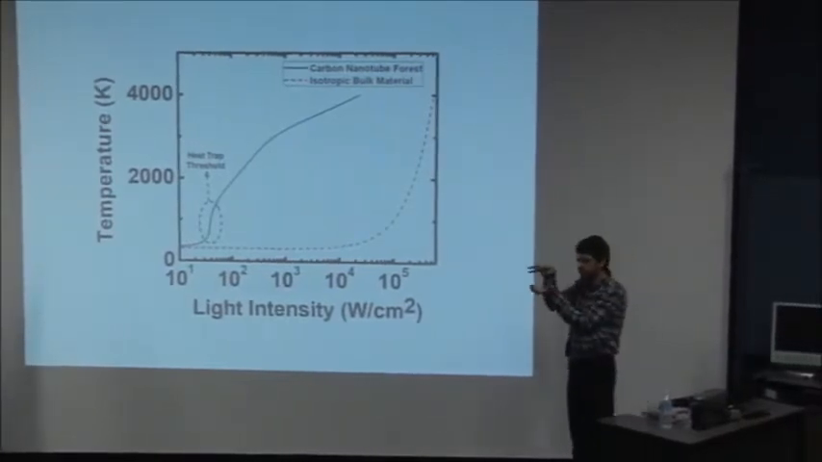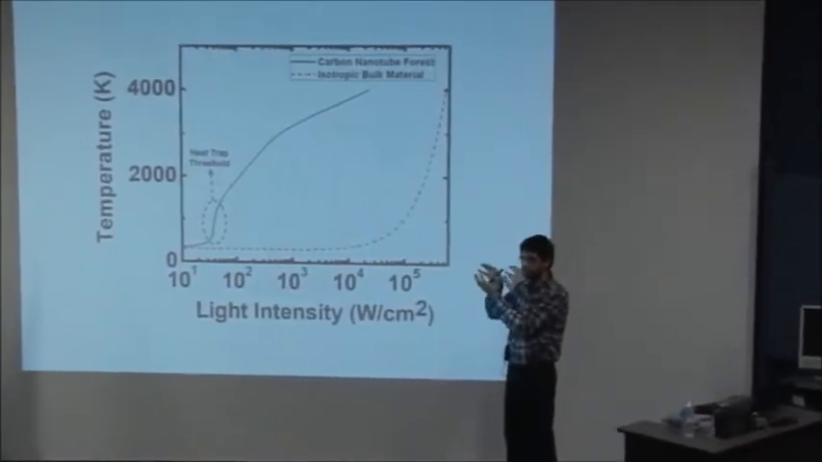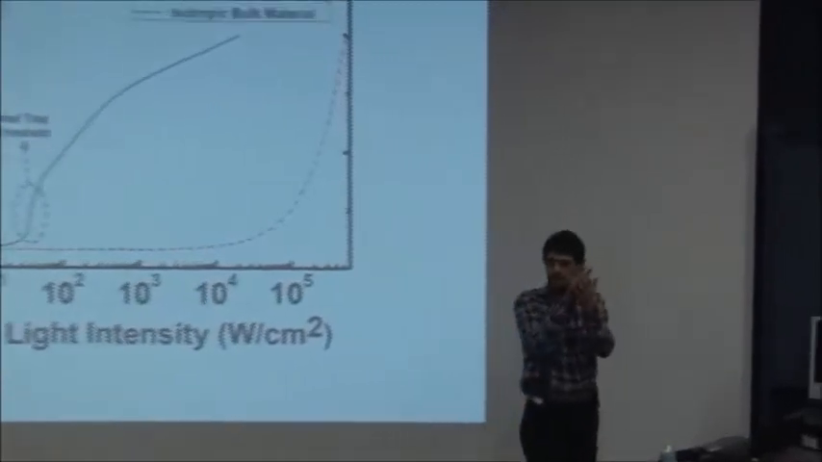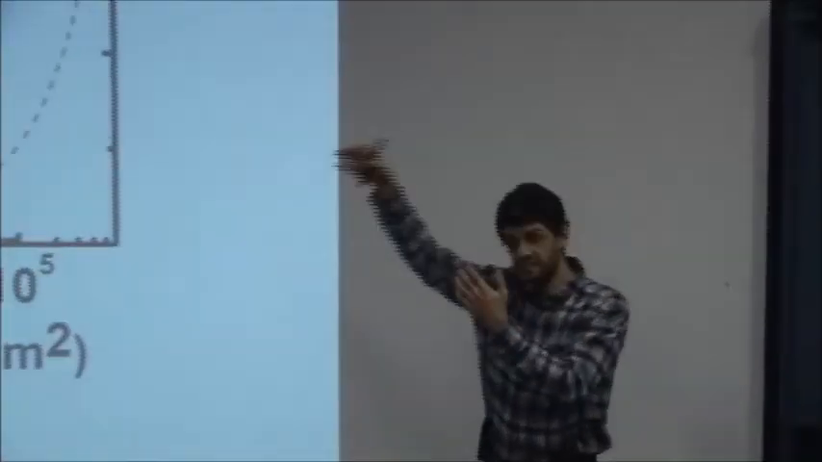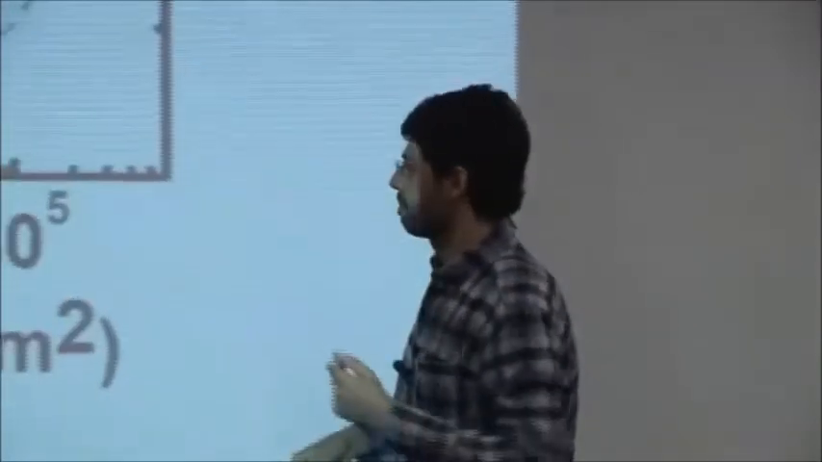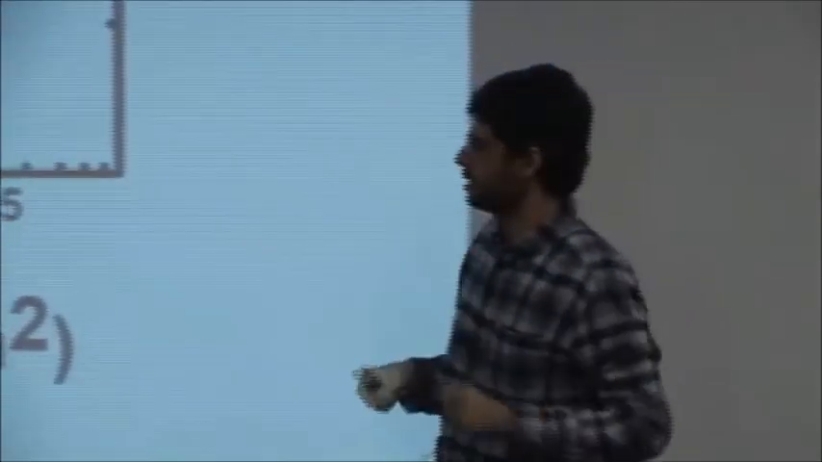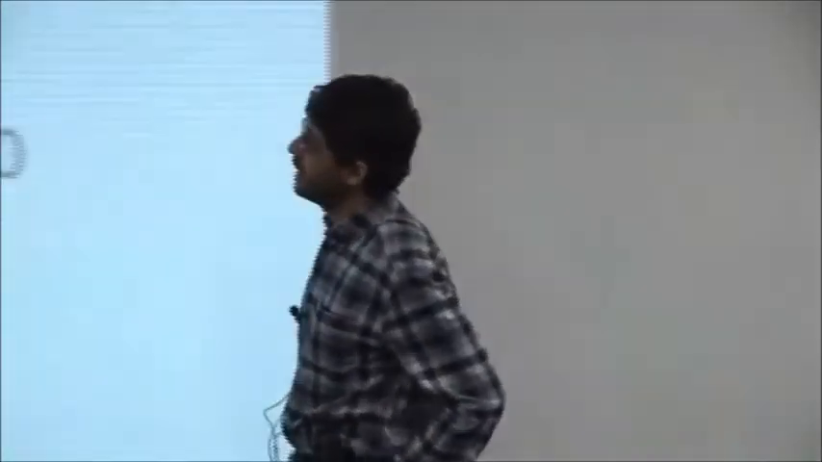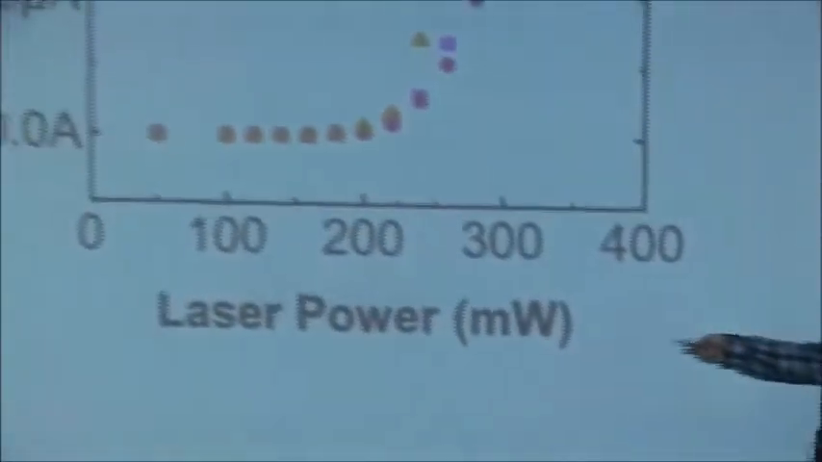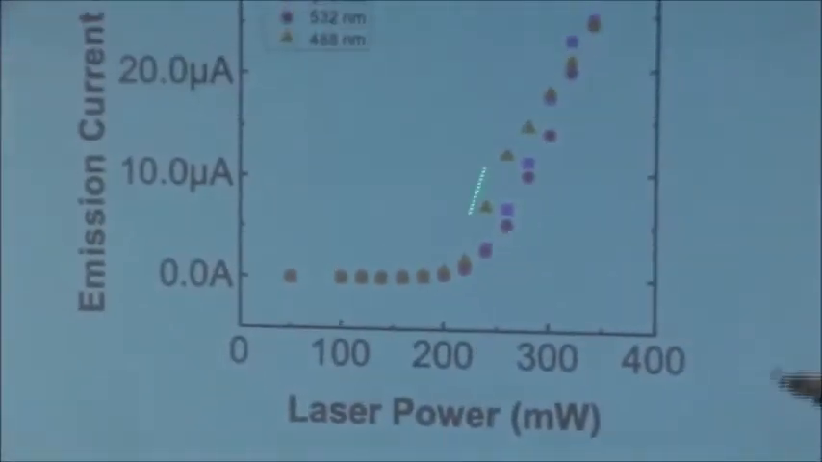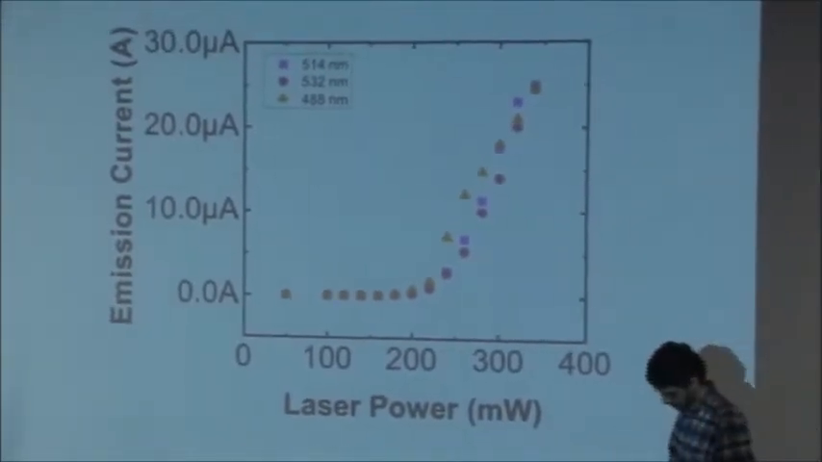So you have this area of thermal isolation with respect to the rest of the nanotubes, and that's why it can heat up so easily. Interestingly, it still maintains significant electrical conductivity, so you can get electrons out of it. And in fact, here I'm showing an example of the electron emission current as a function of laser power, and you see this exponential rise.